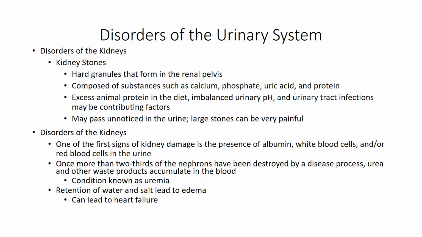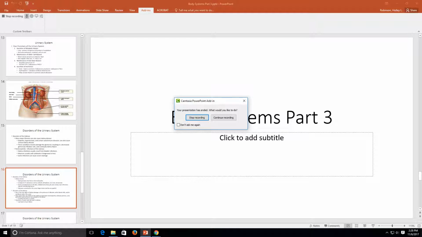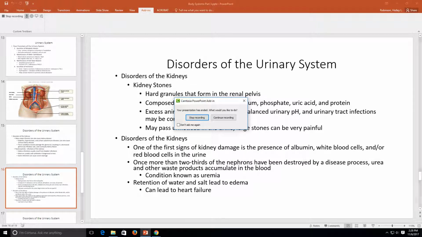Of course, kidney damage, one of the first signs is finding blood in the urine or white blood cells, okay, or albumin, which is a protein. And then you can have uremia, okay, which is made by urea and waste products that accumulate in the blood once the nephrons have been destroyed. And then heart failure eventually can happen, and you can have edema, which is the accumulation of fluid in the body tissues. Okay, and you can have imbalances.